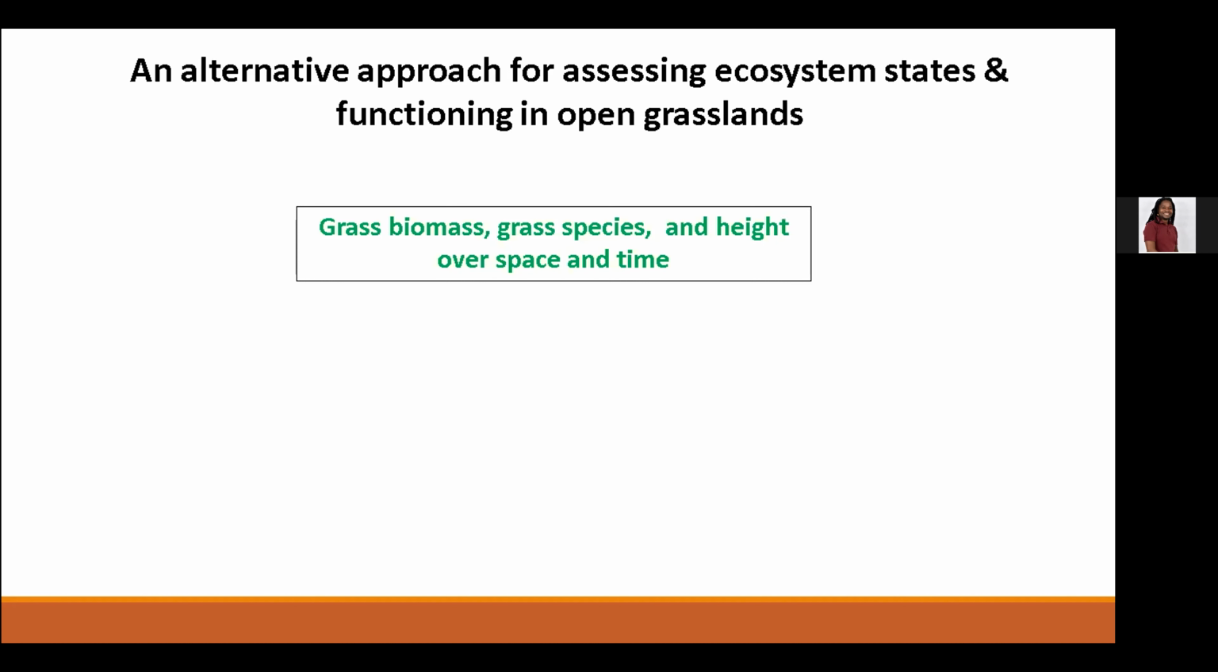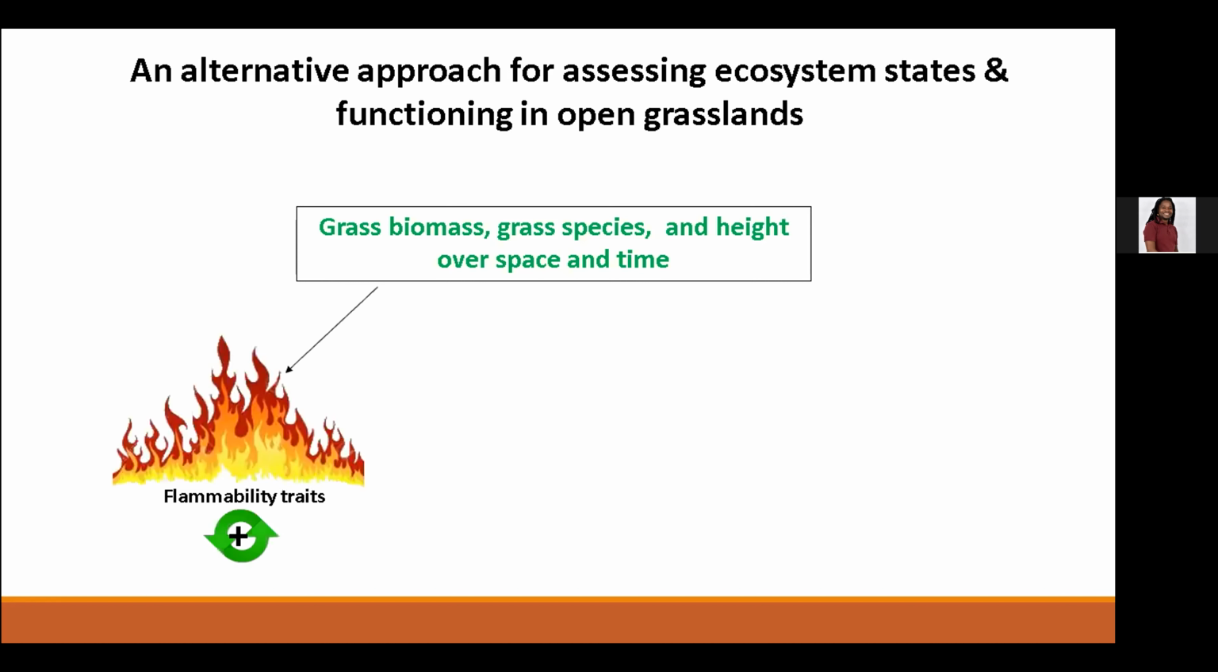So there's this new alternative way of thinking about how grasslands function. In this case, we think about grass biomass, the grass species, and the height of grass over space and time as being driven by flammability traits. What do we mean by flammability traits? It's how grasses respond to fires. Some of them are flammable, others are less flammable. And in a flammable system, the system is driven by positive feedbacks.